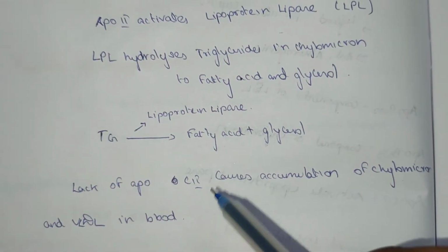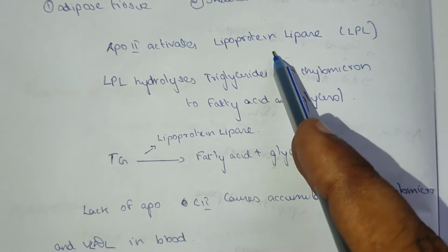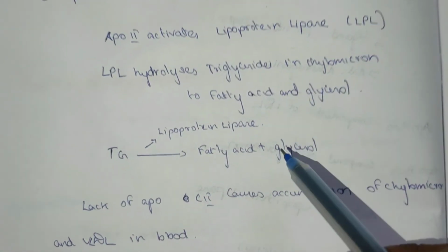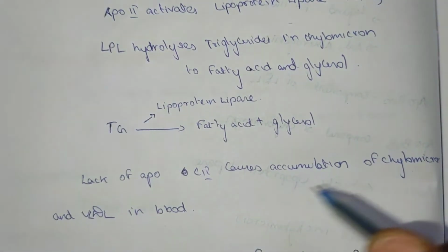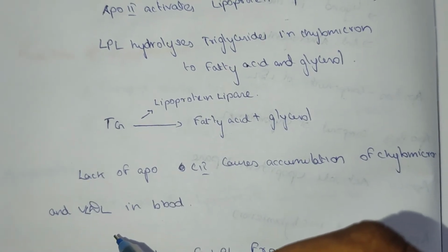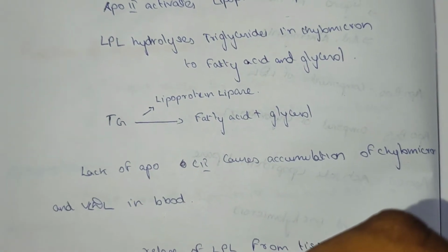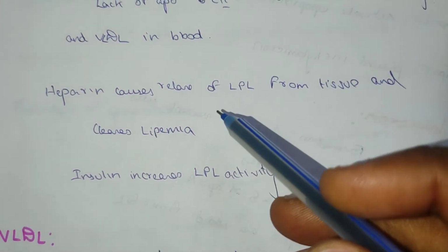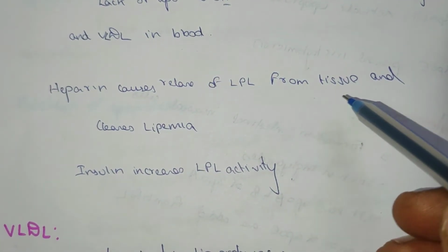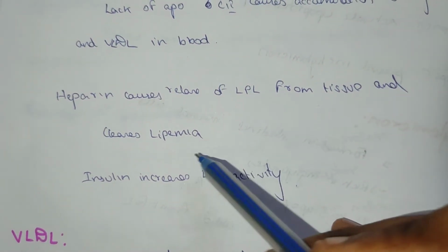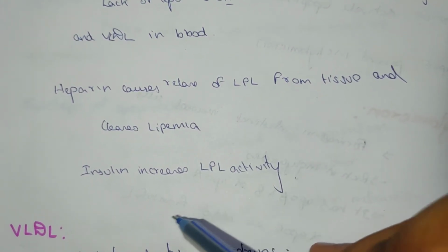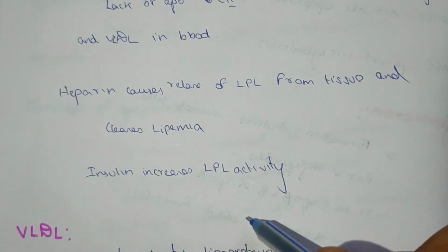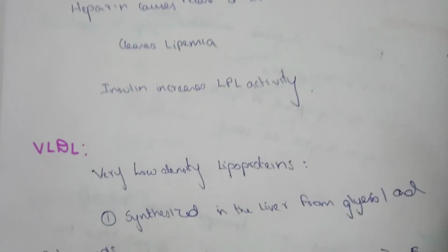When there is a lack of ApoC2, which activates the lipoprotein lipase, there is more accumulation of the chylomicron and there is an increased level of VLDL, very low density lipoprotein, in the blood. Heparin causes a release of lipoprotein lipase from the tissue and clears the lipemia. Insulin increases the activity of lipoprotein lipase.